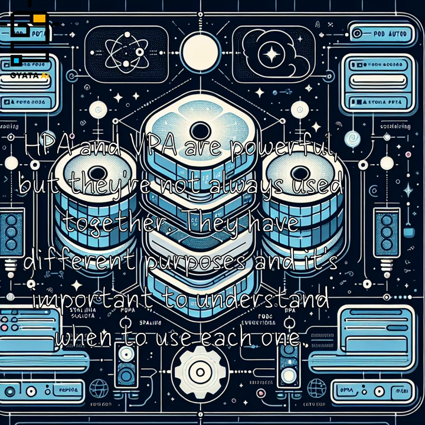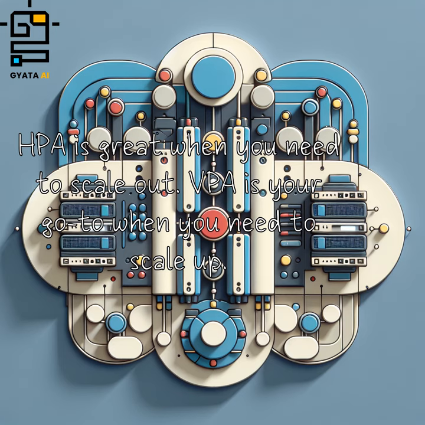HPA and VPA are powerful, but they're not always used together. They have different purposes, and it's important to understand when to use each one. HPA is great when you need to scale out. VPA is your go-to when you need to scale up.